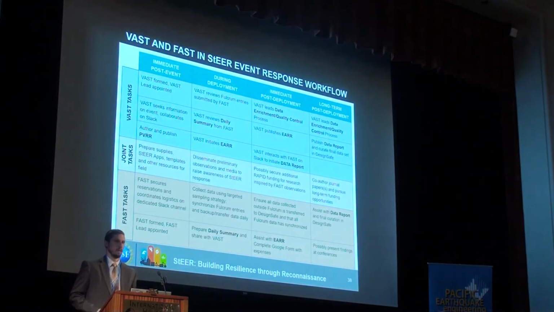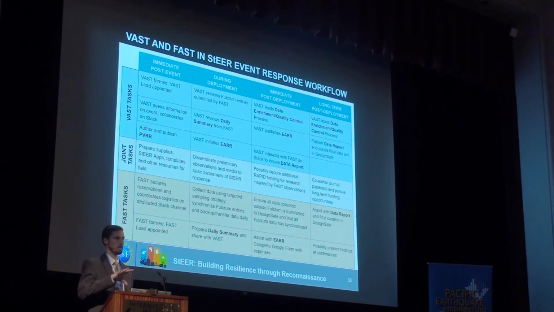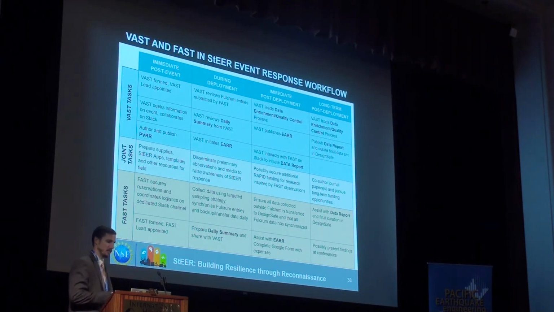So let's start here. As Tracy mentioned, we have the two different memberships or groups in an event response. You have your VAST and then you have your FAST. And I know there's a lot of text up here. This is for all those at the conference who just take a picture of everything, so it's right there. But I want to highlight a couple of things.